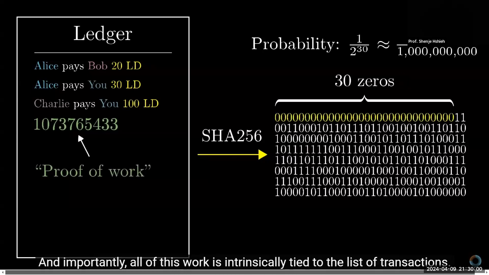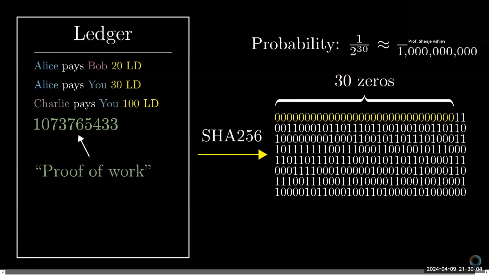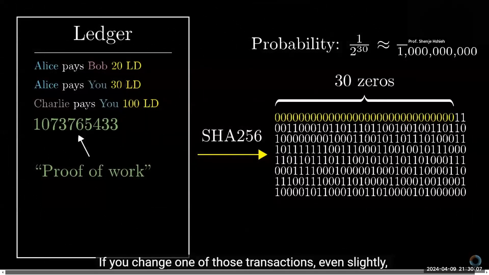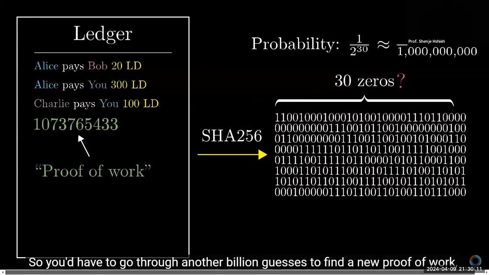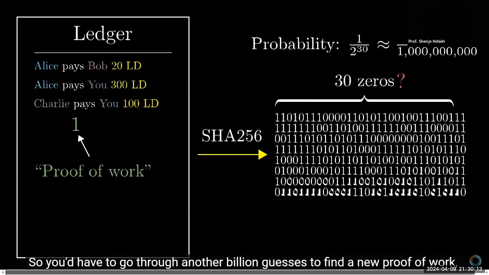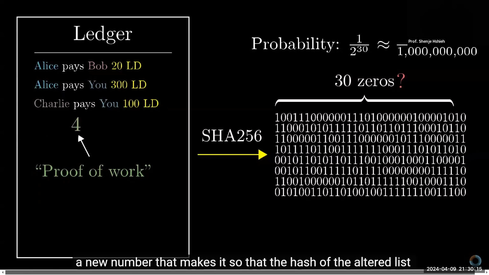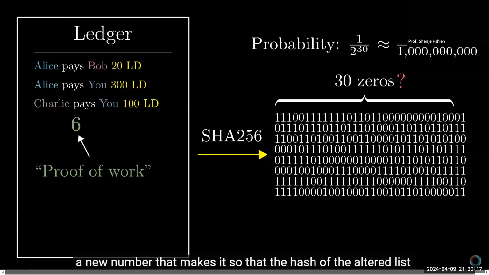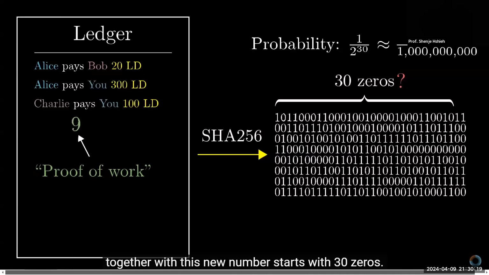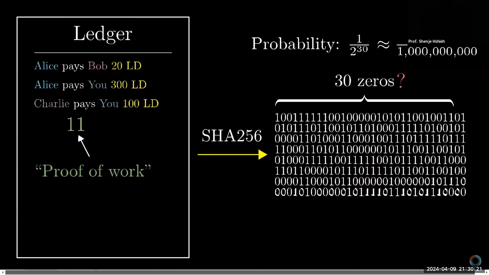And importantly, all of this work is intrinsically tied to the list of transactions. If you change one of those transactions, even slightly, it would completely change the hash. So you'd have to go through another 1 billion guesses to find a new proof of work, a new number that makes it so that the hash of the altered list, together with this new number, starts with 30 zeros.